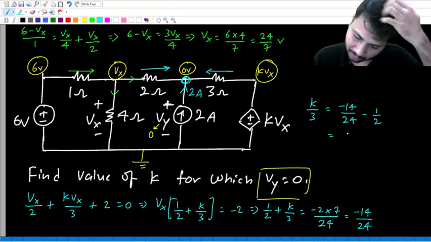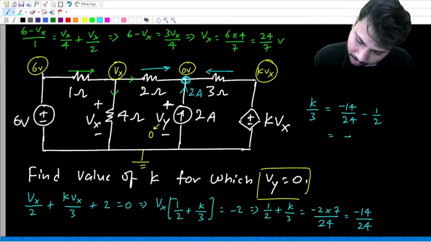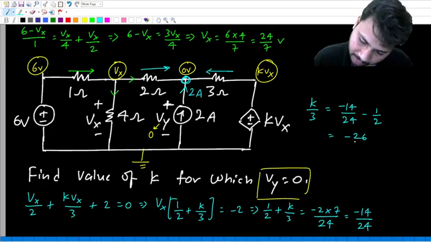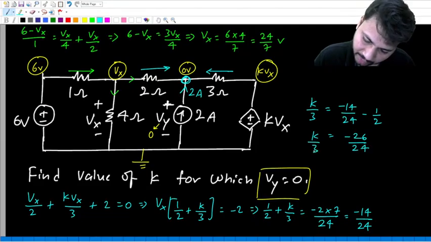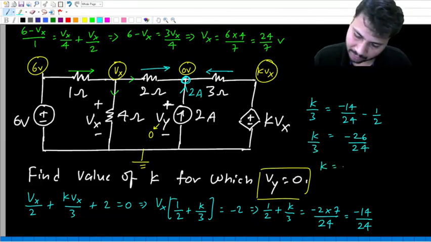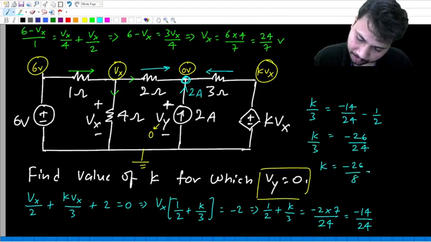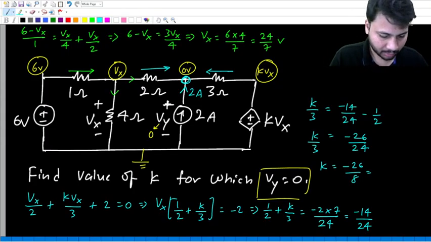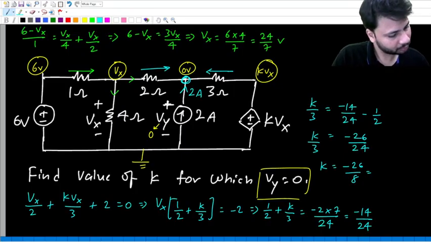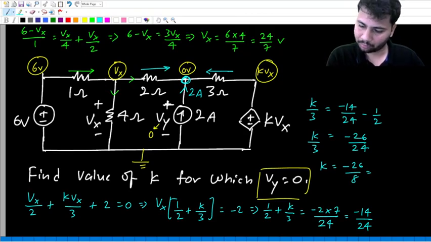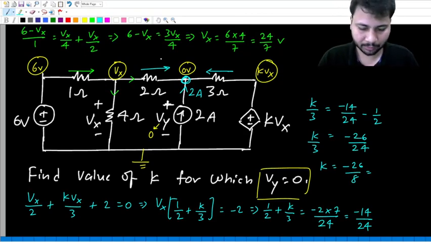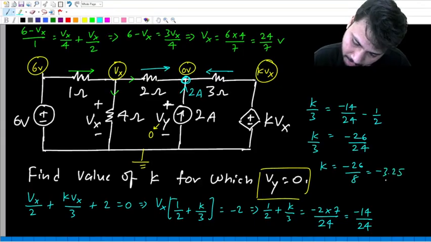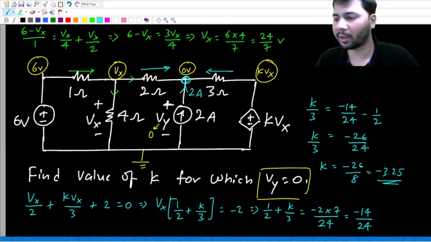So when you take LCM, I think you'll get minus 14 plus 12, which is 26 by 24. This is K by 3. So K is minus 26 by 8. I'm getting this. Maybe it is incorrect, but I hope you have understood the procedure. Okay. So what is 26 by 8? 3.25. So the final answer is minus 3.25. That is the value of K.